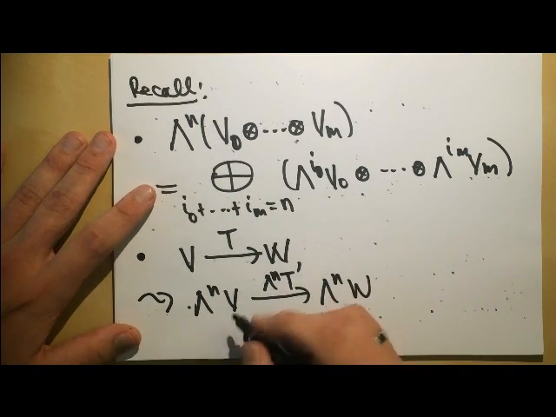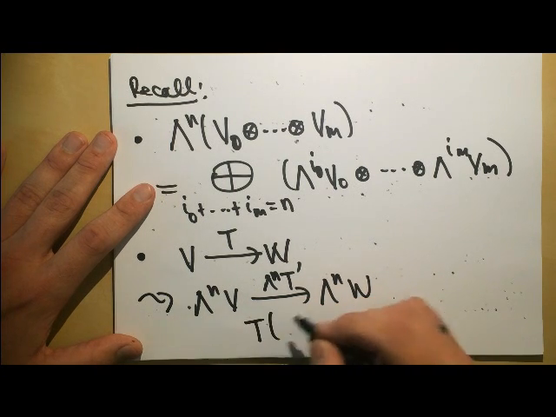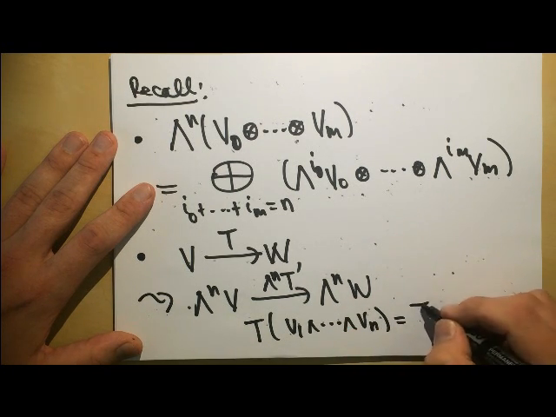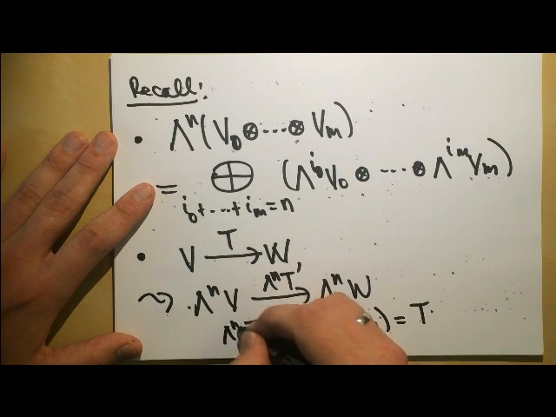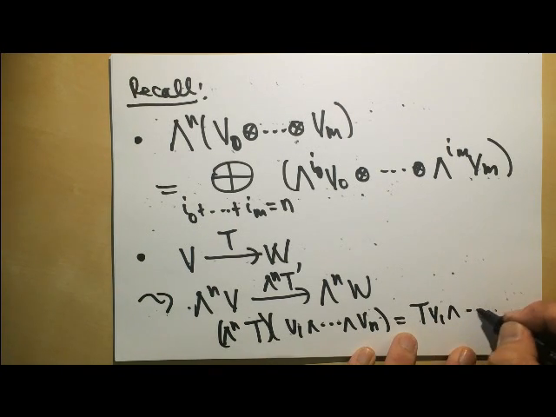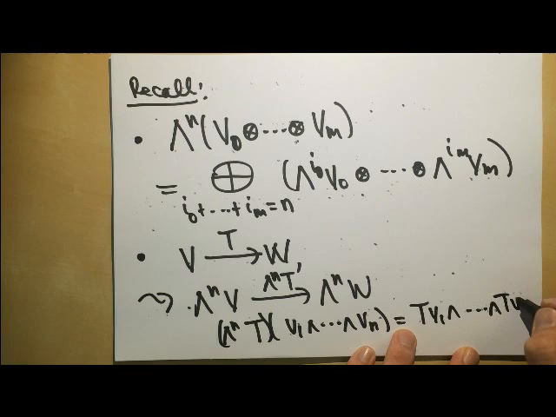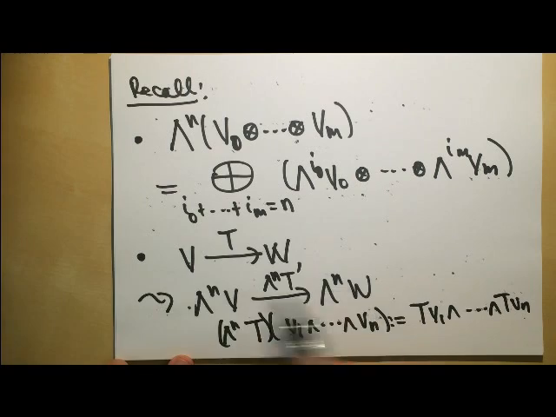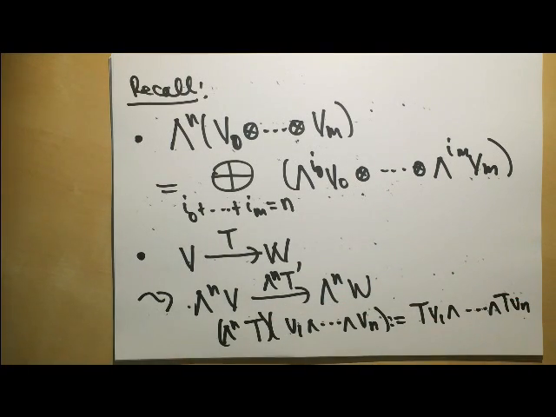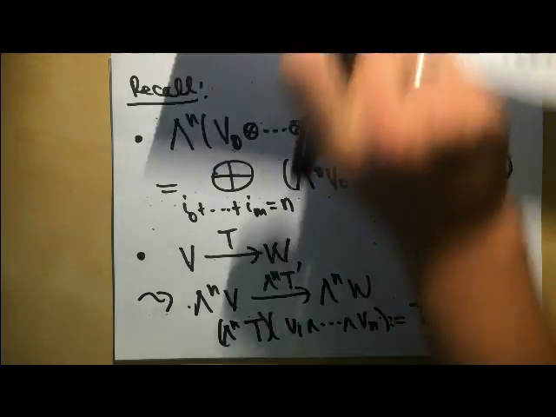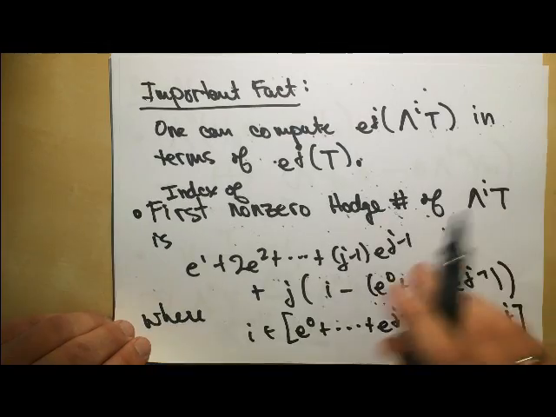What it does is it takes v_1 wedge up to v_n and maps it to T v_1 wedge up to T v_n. It takes each one of these and wedges them all together like so. Okay, so this is how you define this map. What these facts are going to be used for is to talk about the statement that I made about this wedge power of a crystal.